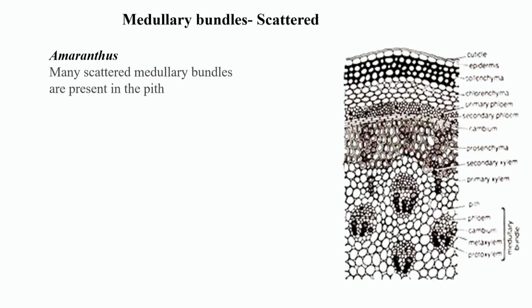Then medullary bundles are also found in other plant species, like in Amaranthus. You will find a lot of secondary bundles present inside the pith region. Here also you will see vascular bundles of different sizes scattered in the pith region. So this will all be xylem and this will be the phloem.